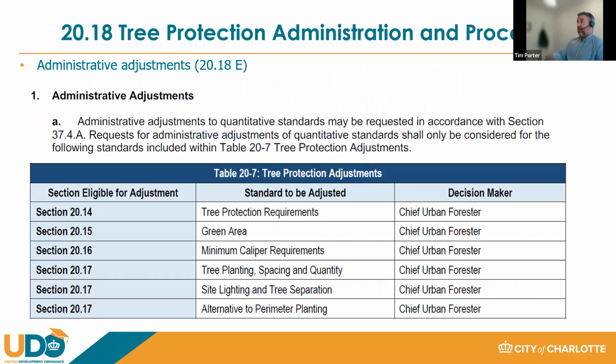At the end of this article is an administrative adjustments table that states what sections have flexibility and administrative qualification to vary from quantitative standards, which could be spacing requirements, something with numbers. That is something where there's going to be built-in flexibility. Again, the Charlotte Tree Manual will build upon this table to clearly explain for each of those sections, 14 through 17, for each of those standards, what that built-in flexibility is.